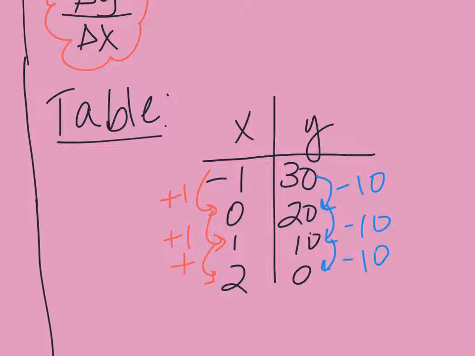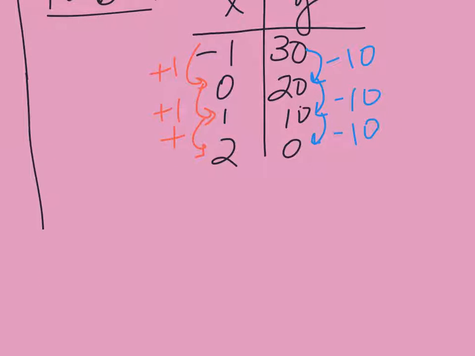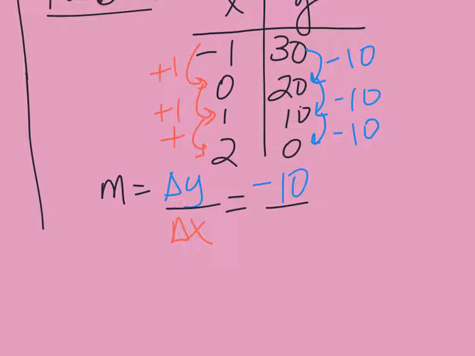So I know I have a linear function because you have this constant rate of change going on, because every time I compare the change in y to the change in x, I'm getting the same answer. So let me do that here. So m is the change in y over the change in x, which is -10 over 1, which we can just write as -10. That's your slope. Okay, that is a very steep downhill slope.